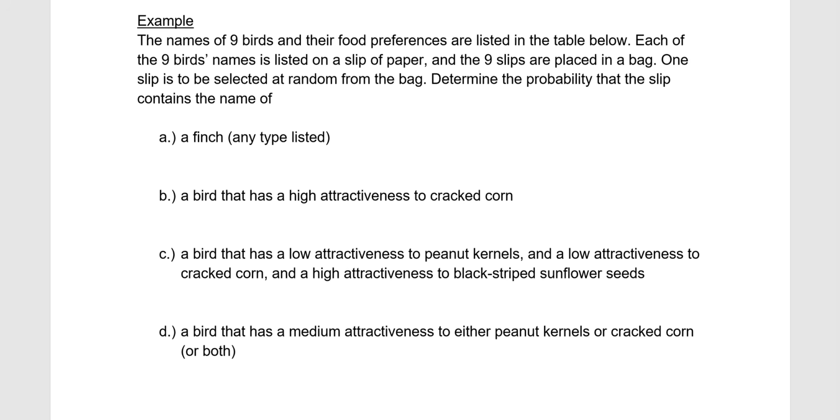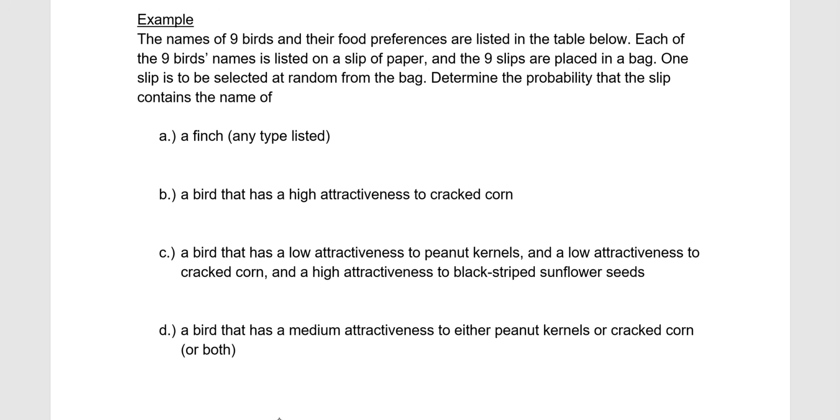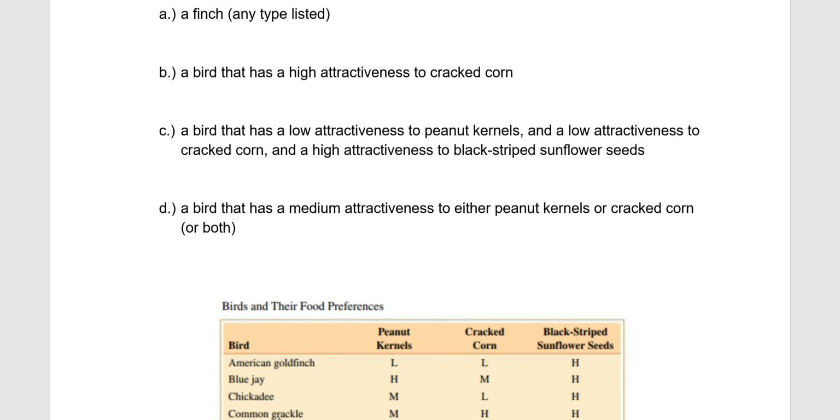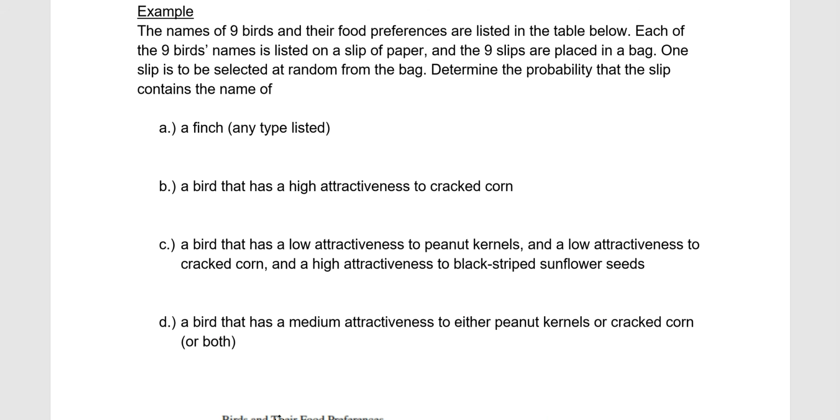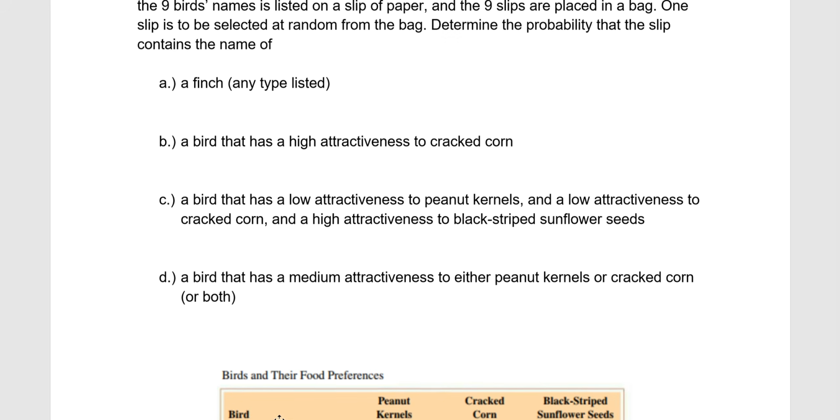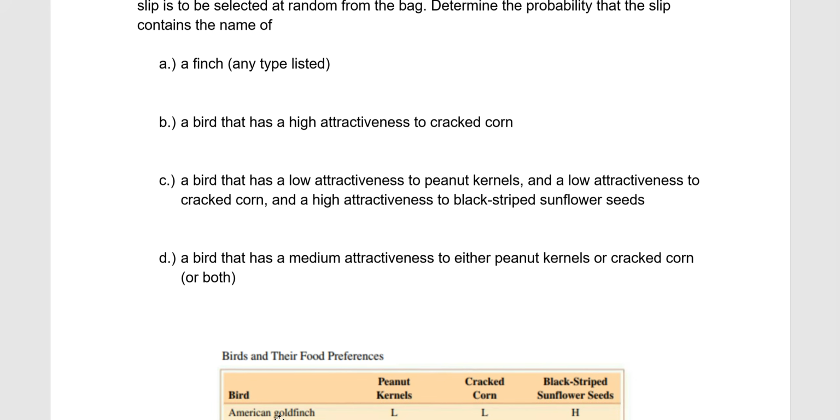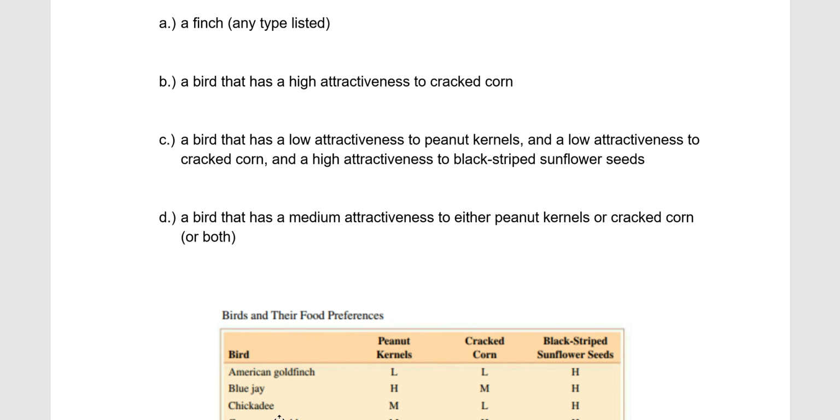Okay, let's do a couple more examples here. So the names of 9 birds and their food preferences are listed in this table below, right down here. And each of the 9 birds' names is listed on a slip of paper, and the 9 slips are placed in a bag. 1 slip is to be randomly selected from the bag. We want to determine the probability of the following. So for the first one, let's determine that the slip contains the name of a finch.